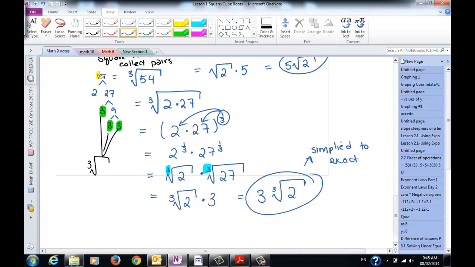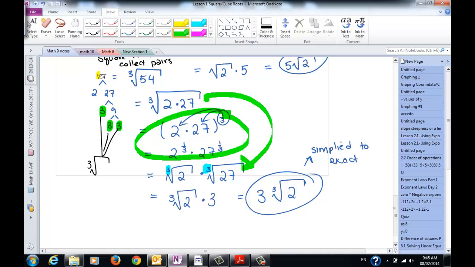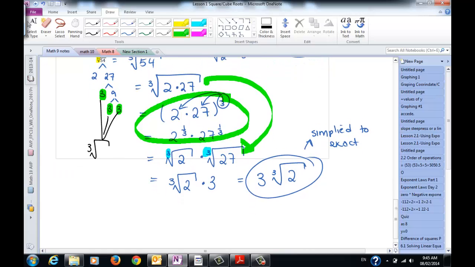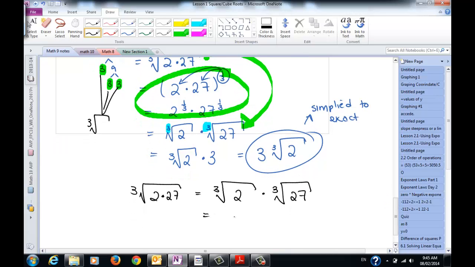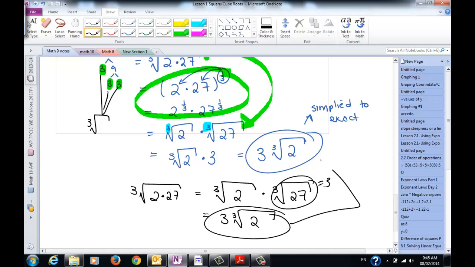Now, these in-between steps, I don't expect you to write every time. If you just want to go from here to here, that is perfectly fine. So say I had the cubed root of 2 multiplied by 27, I can just write this as the cubed root of 2 multiplied by the cubed root of 27, and I can do that because a cubed root is an exponent, and then I can say, okay, this is just equal to 3 cubed root of 2. So my answers are the same. And that is all for this lesson.